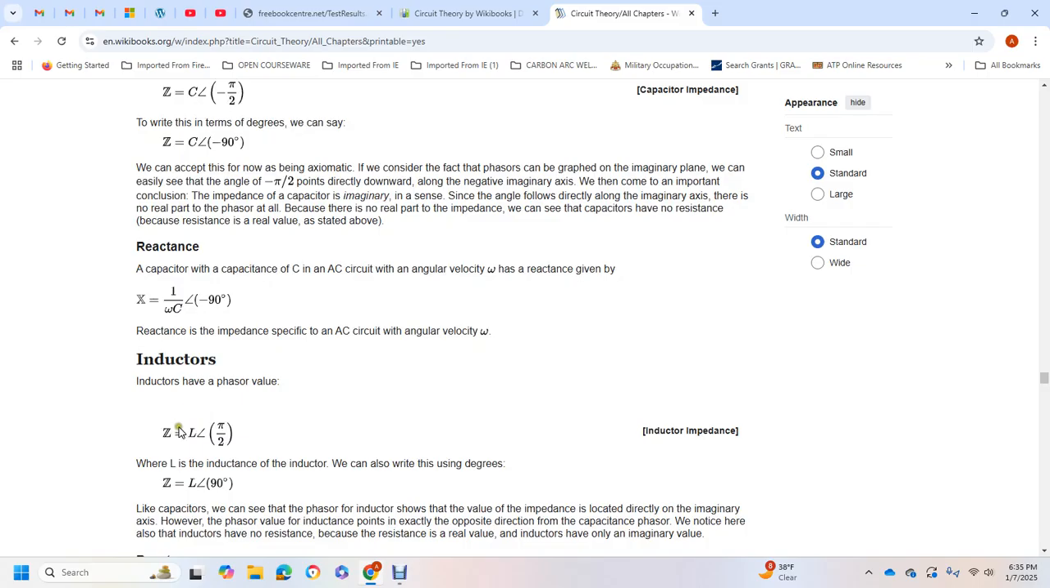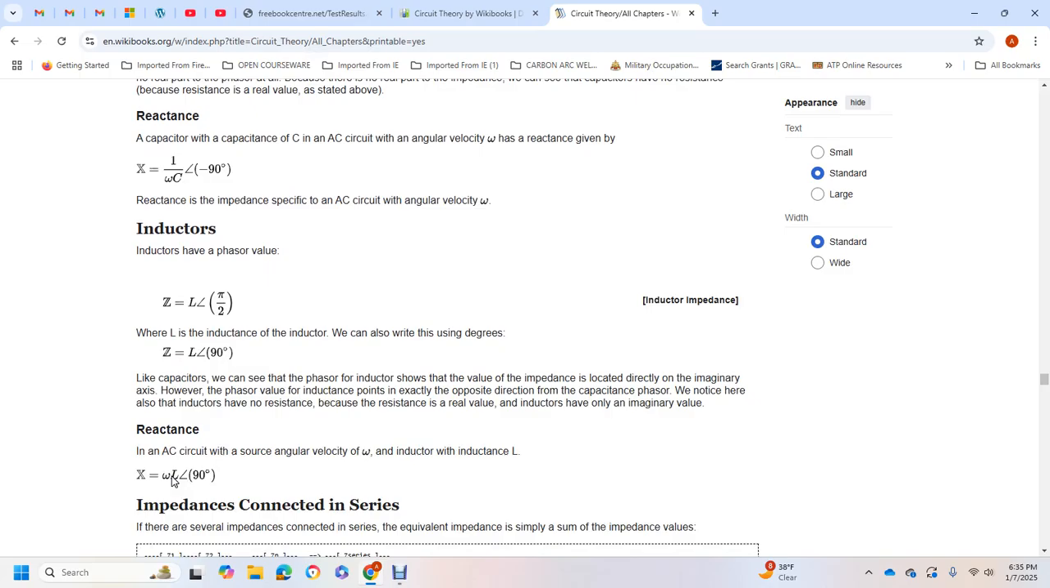Inductors have a phase value too. The impedance of the inductor is omega times the inductance L, with a phase angle of pi over 2, or 90 degrees. Like the capacitor, the phasor shows the impedance located directly on the imaginary axis. However, the phase of the inductor is exactly opposite to the direction of the capacitor phasor. Notice that the inductor has no resistance because it has no real value. The inductor has a purely imaginary impedance. Reactance in an AC circuit depends on the angular velocity omega and the inductance L.